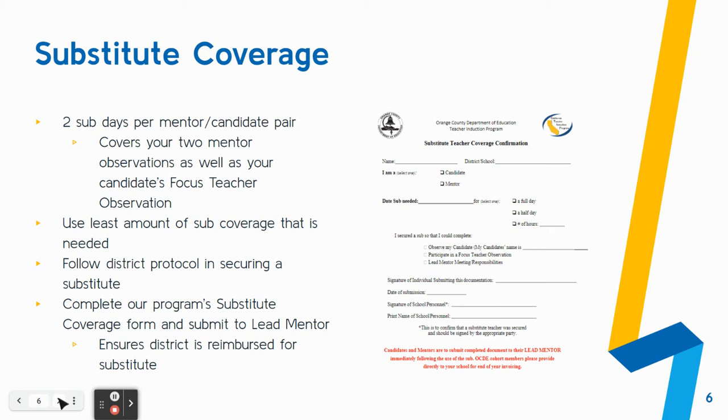When a substitute is required, please follow district protocol in securing a substitute. If you are unsure of this process, please contact your lead mentor. You will also need to complete the substitute coverage form and submit it to your lead mentor if you utilize a sub. This will ensure that your district or school is reimbursed for the cost of your sub.